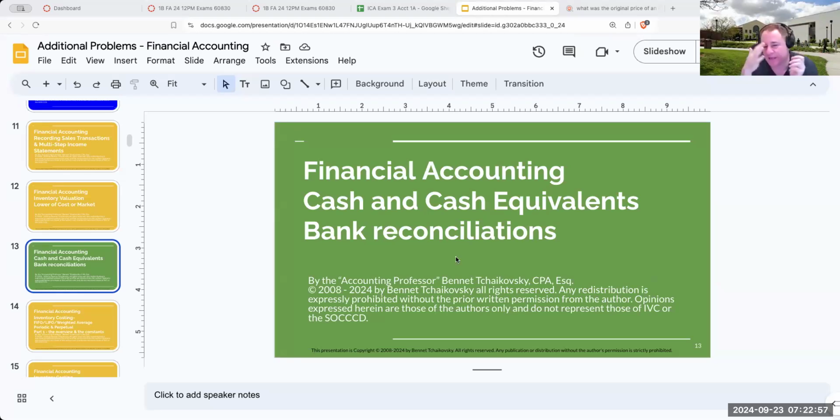Today we're going to be looking at cash and cash equivalents. We're basically going to be looking at doing a bank reconciliation. Exciting.